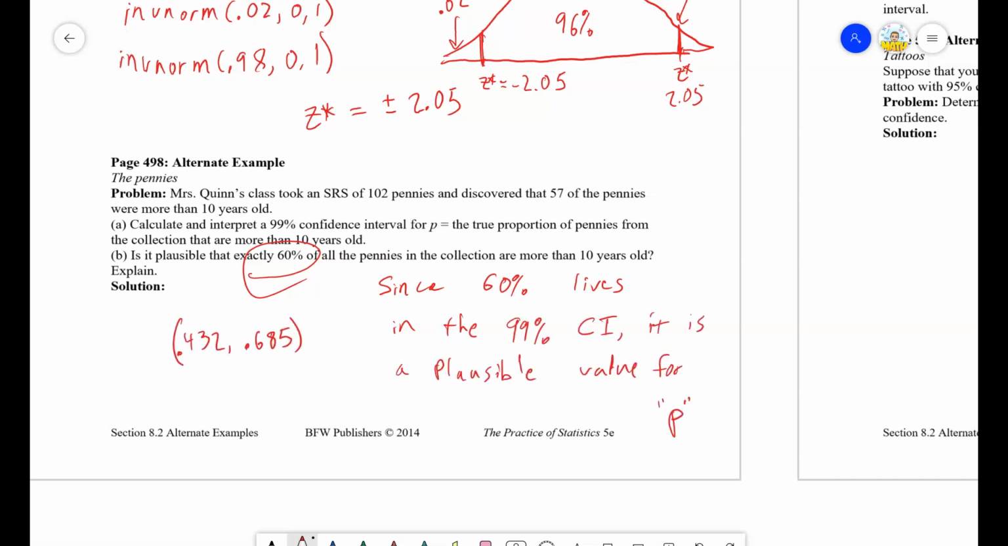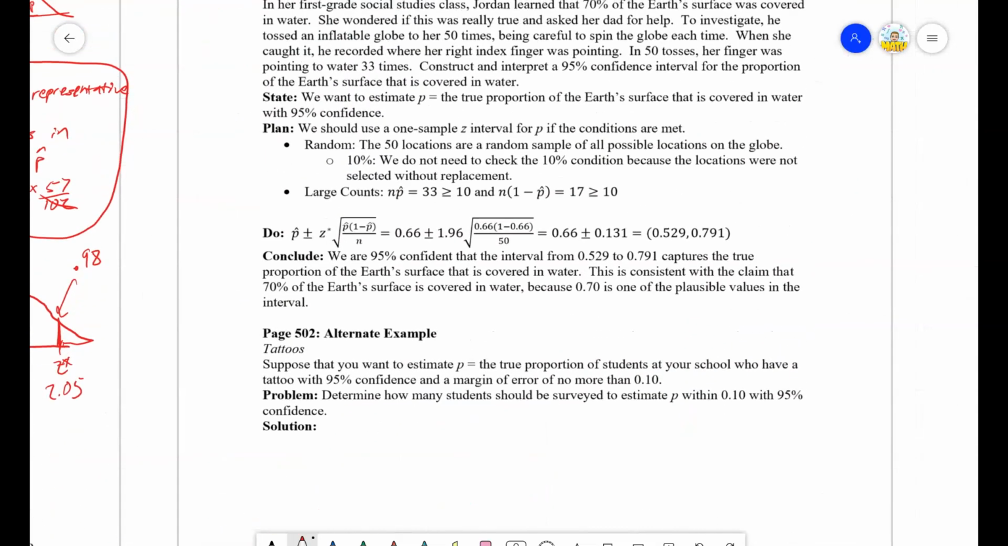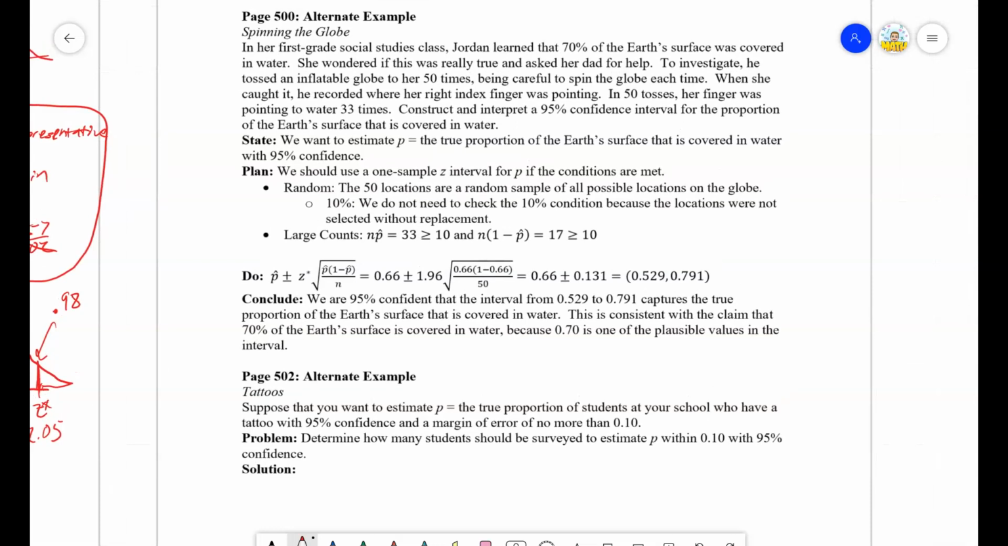Okay, so since the value of 60 lives in our confidence interval, right, that goes from 43% to 68.5%, it would be a plausible value for P. I wouldn't argue with somebody that believed that was true. It doesn't really prove that it is, but it's a plausible value. Okay. All right, one last confidence interval here, and this one is pretty much worked out for us.